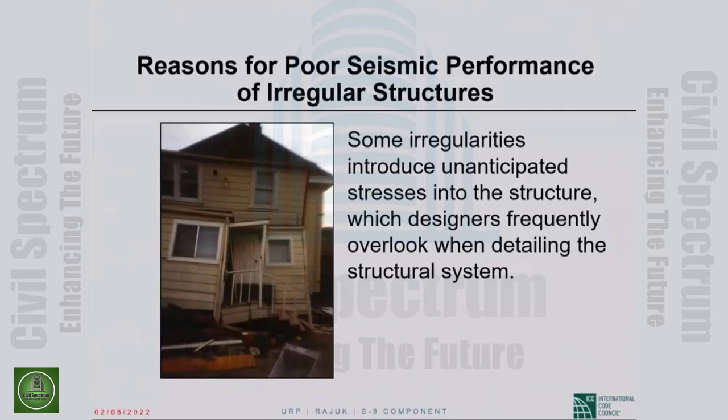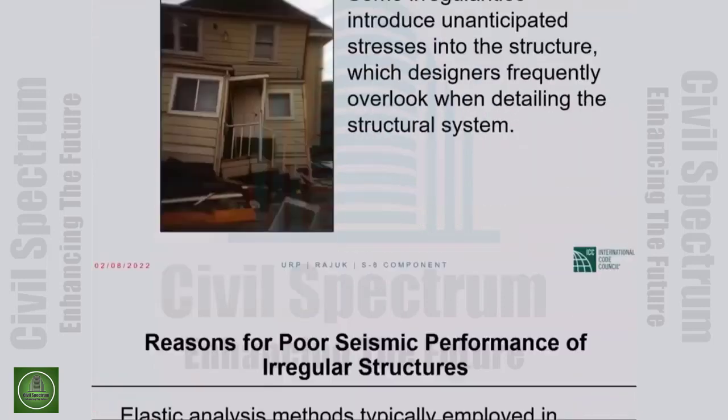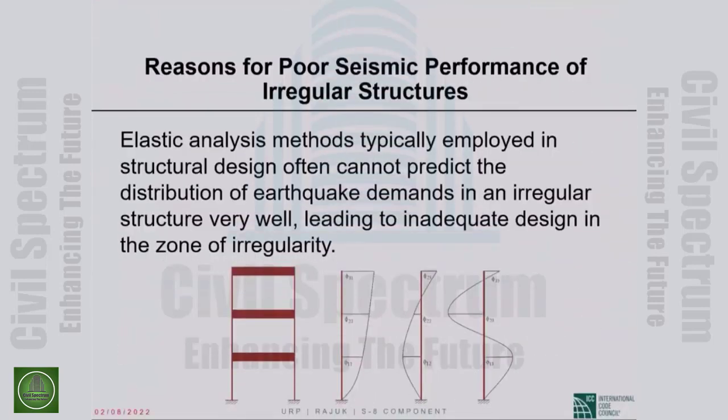Some irregularities introduce unanticipated stresses into the structure, which designers frequently overlook when detailing the structural system. This is a building out of Japan, I believe, after the Kobe earthquake. That's where I think I took that picture. So, reasons for poor seismic performance of irregular structures.